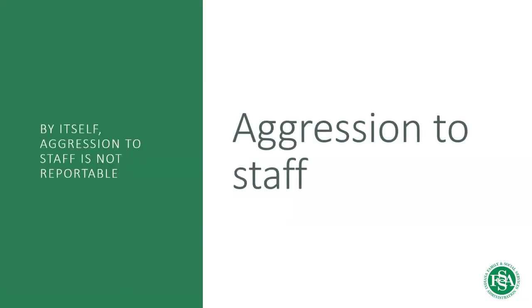Now let's review aggression to staff in regards to reportability. When would aggression to staff be non-reportable? Aggression to staff is typically not a reportable incident. However, like the previously discussed categories, even in these cases, the incidents become reportable when there is police involvement, when an unexpected hospital visit or admission, or with injuries that are determined to be critical.